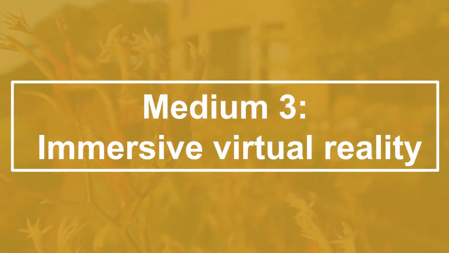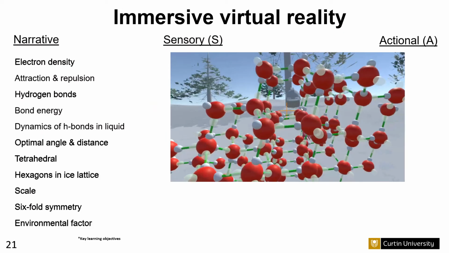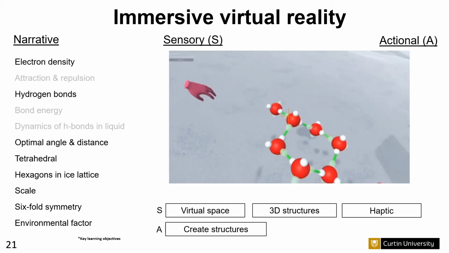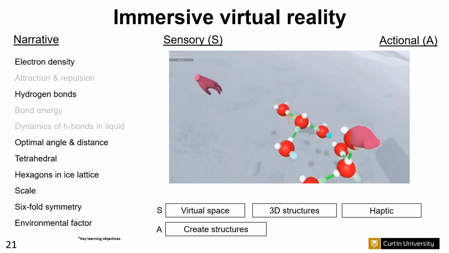Okay, next we have immersive virtual reality. So in this immersive virtual reality, or IVR, we have virtual space. The students are transported into this winter wonderland and they have bigger and many more water molecules to play with, and they felt a little bit of haptic feedback from the controllers they were holding, some kind of vibrations there. And with this, they can create structures.